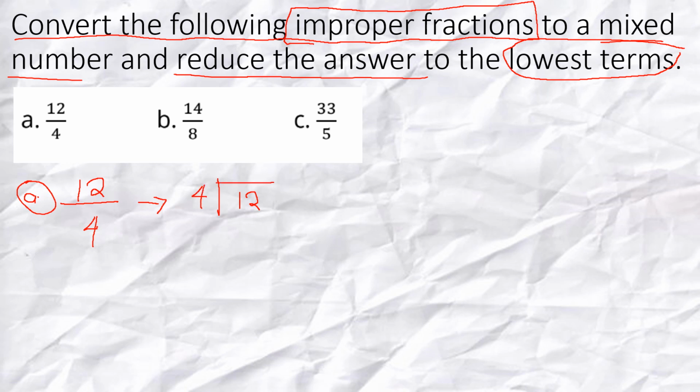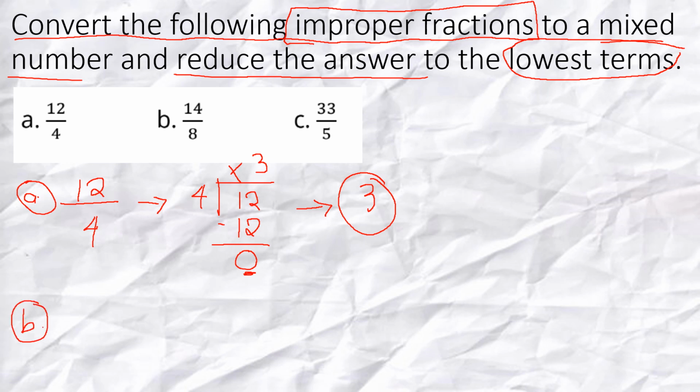So 12 divided by 4 is 3. 3 times 4 is 12. 12 minus 12 is 0. So therefore, the answer is a whole number, which is 3, since we do not have any remainder anymore. So therefore, there is no fraction for our answer. It's only a whole number, 3.